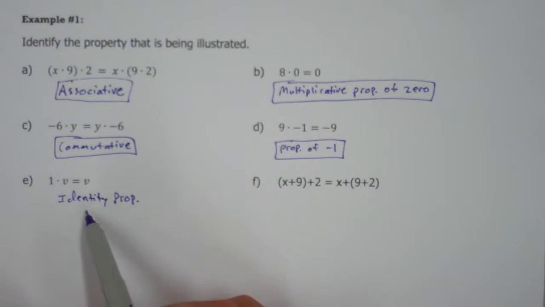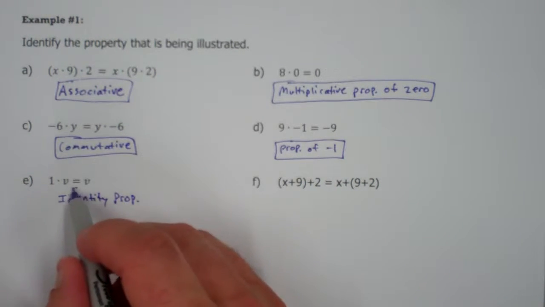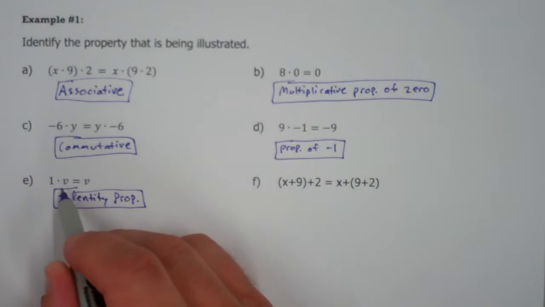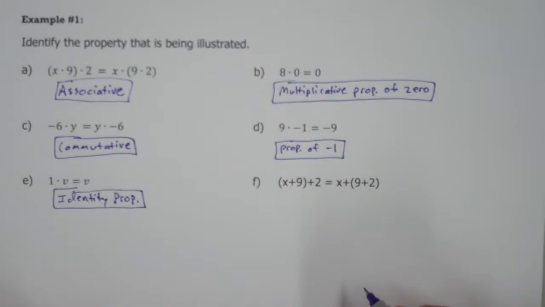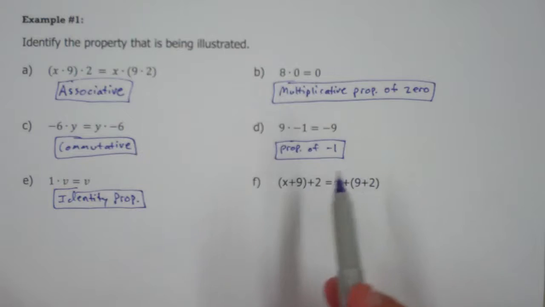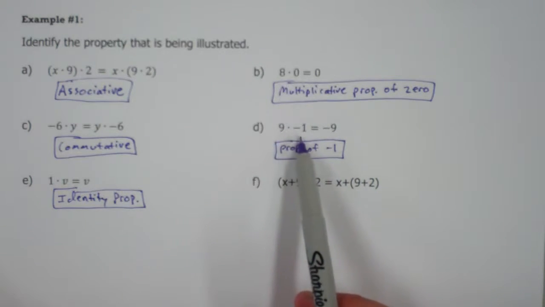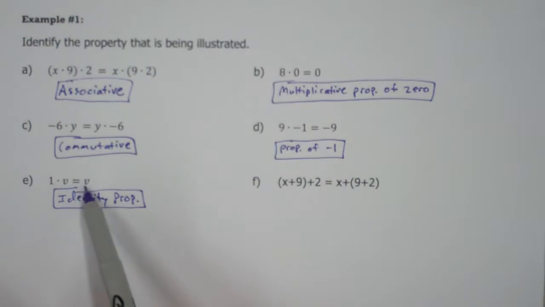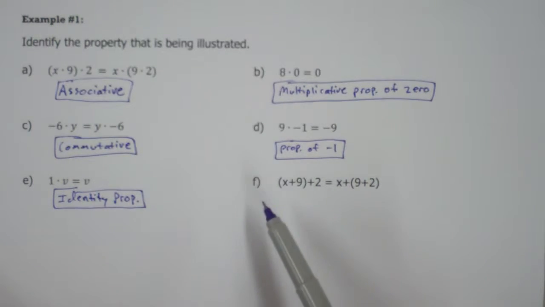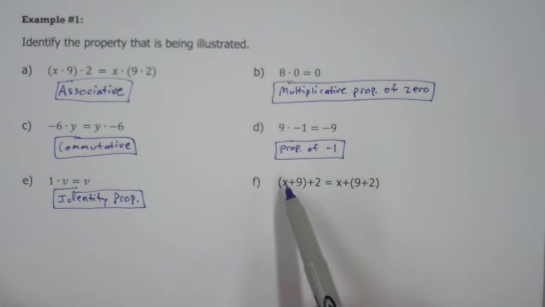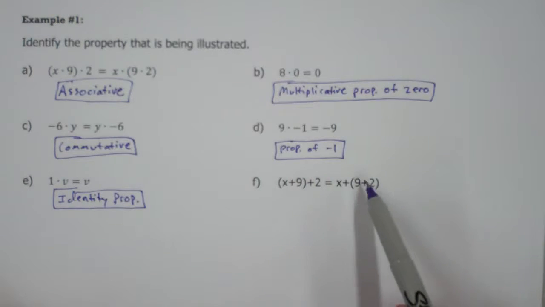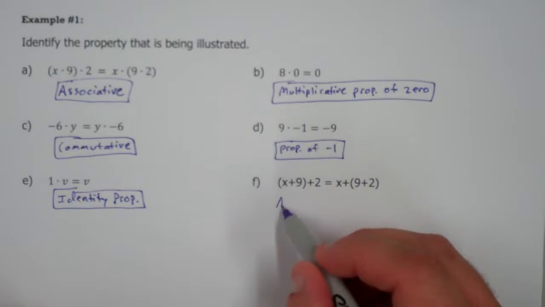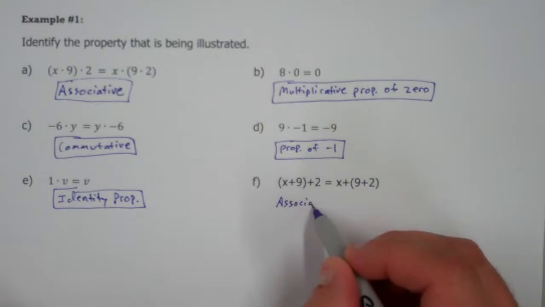It's kind of like you are who you are, and you are identical from the left and the right hand side. Nothing really has changed when you multiply by 1. If you look at the part D here, we multiply by negative 1, that 9 has changed. But here we multiply v by 1, and it's still v. It's identical. Alright, part F. This one, even though it's not multiplication, you'll notice the associations are changing. So this one will be the associative property.